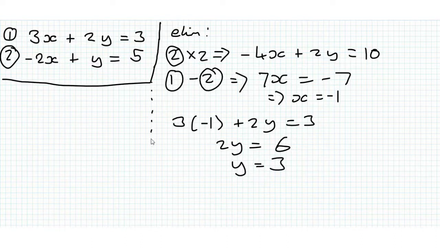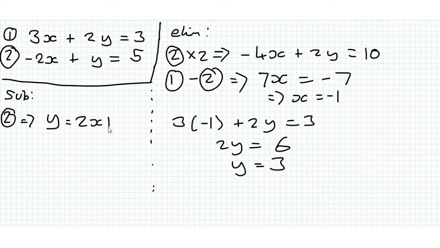You can try another method. This one's called substitution. Basically we want to write y or x in terms of the other variable and then substitute that into the other equation. So in this case, equation 2 tells us that y is equal to 2x plus 5. So now we can substitute that into equation 1.